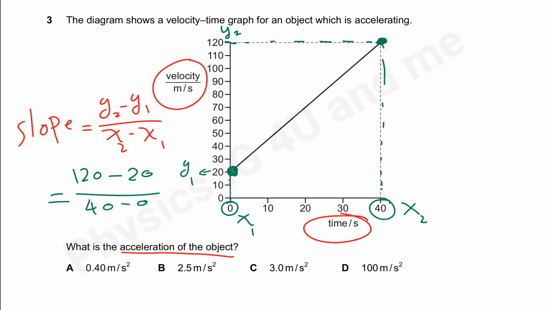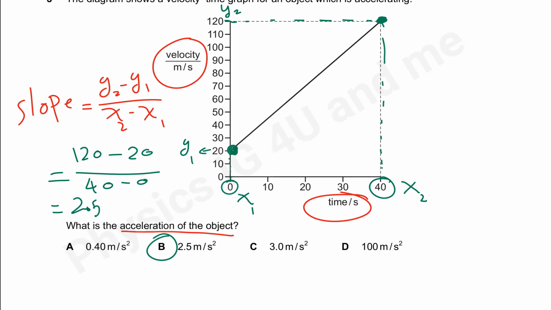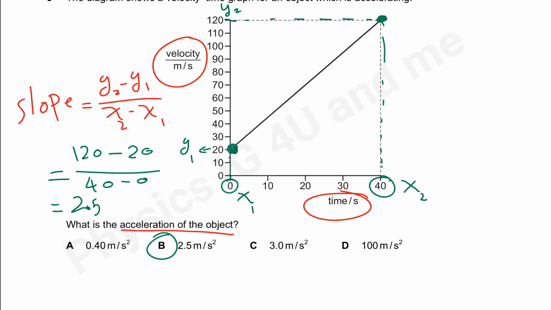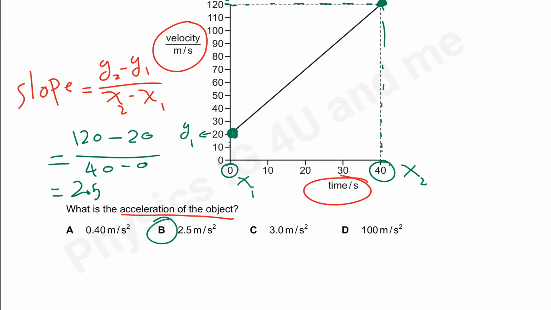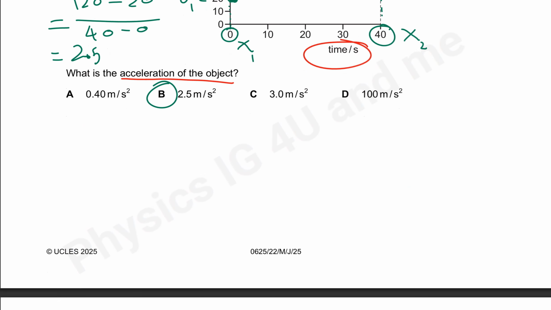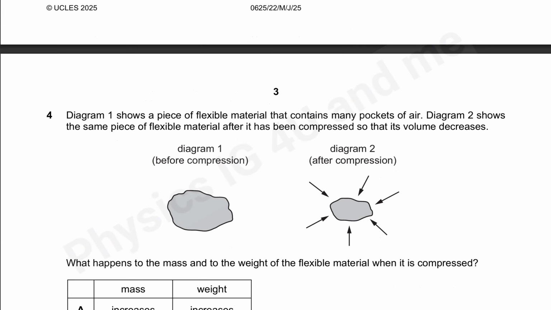So if you put this in a calculator, you will get 2.5, which is option B. That's how we find the acceleration in a speed time graph. So this is question 3. Let's go now to question 4.